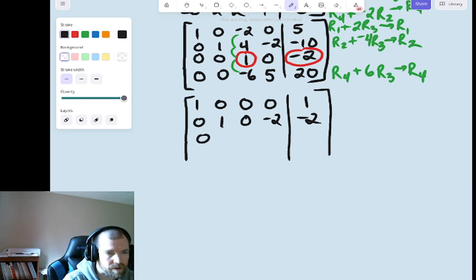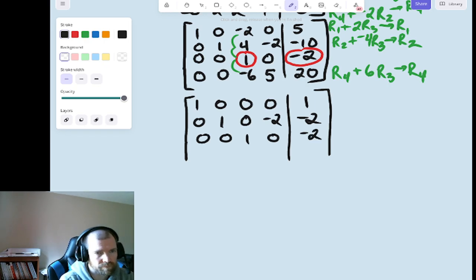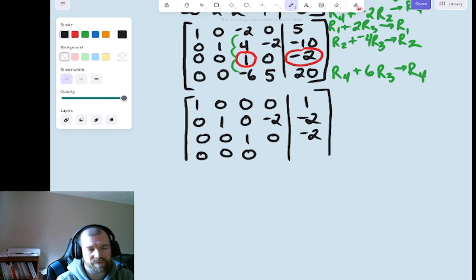Okay. 0, 0, 1, 0, -2. And then lastly, 0, 0. This is also going to be a 0. We needed 6 of row 3 plus -6 gets a 0. 6 times 0 is just going to be 0. And that leaves us with the 5 that was underneath. And then 6 times -2 is -12, plus 20 is going to be +8.